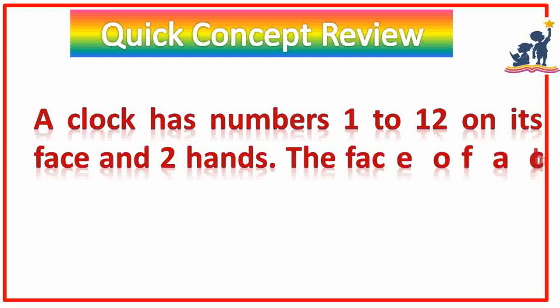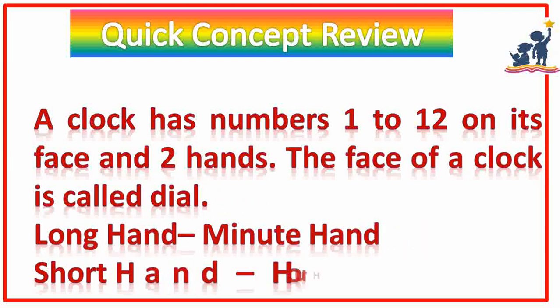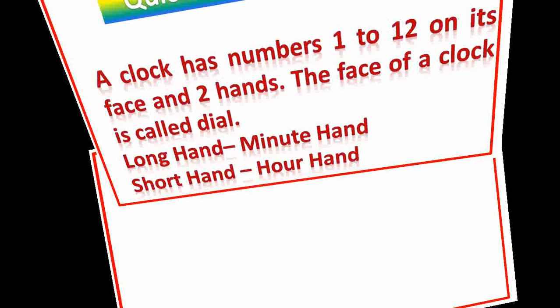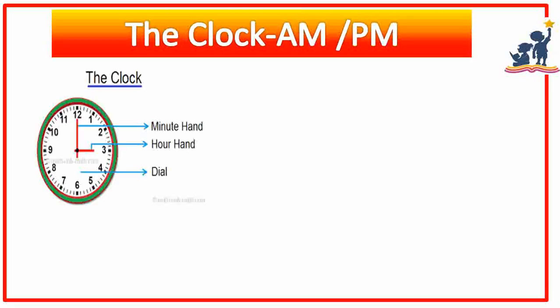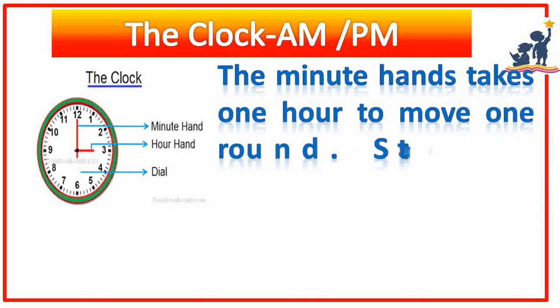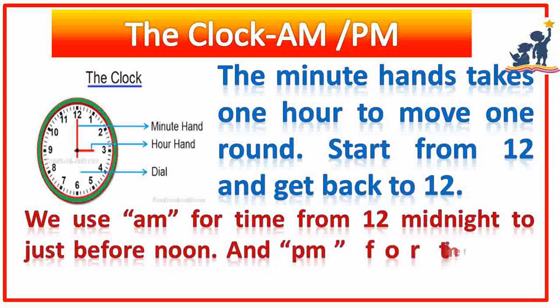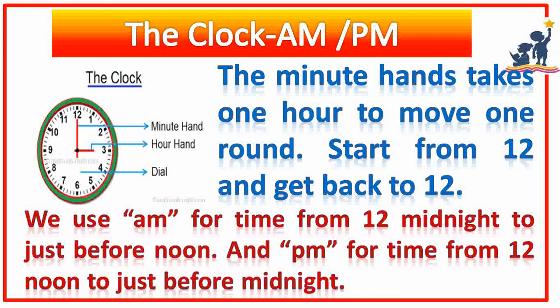A clock has numbers 1 to 12 on its face and two hands. The face of a clock is called the dial. The long hand is called the minute hand and the short hand is called the hour hand. You can see in the picture, the minute hand takes 1 hour to move one round. It starts from 12 and gets back to 12.